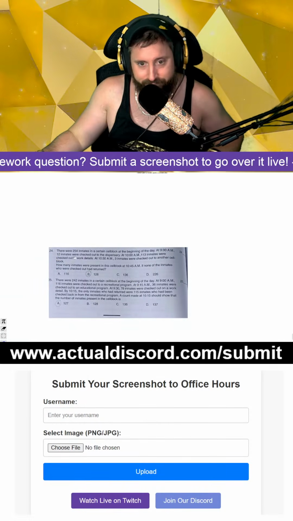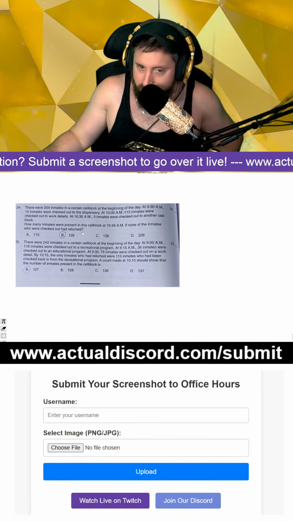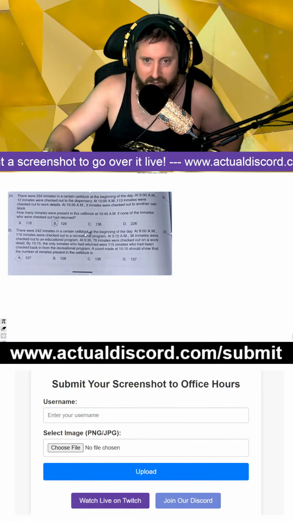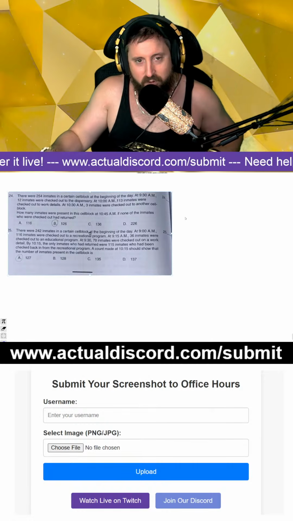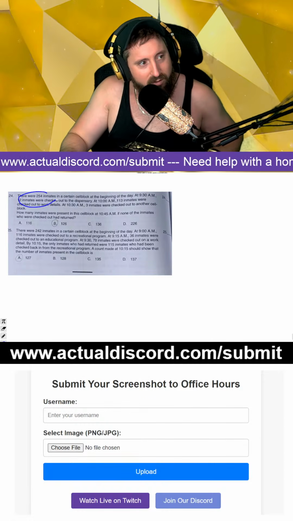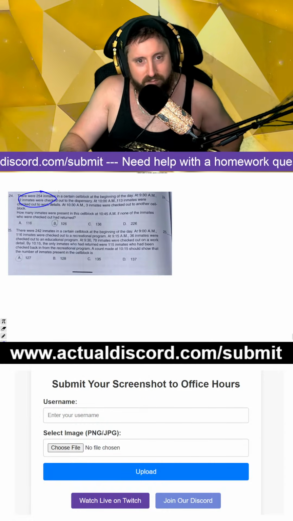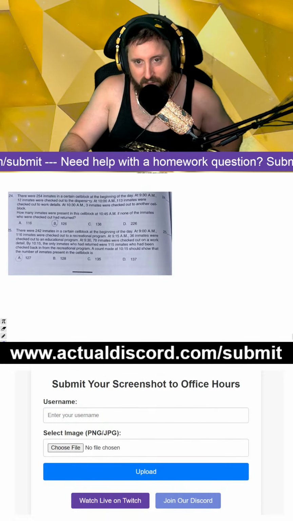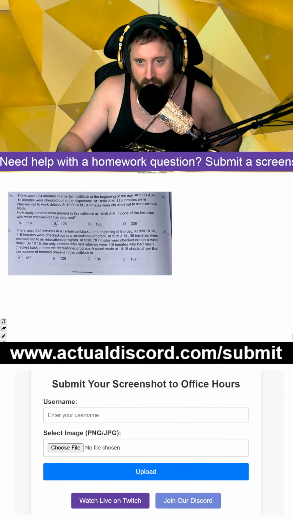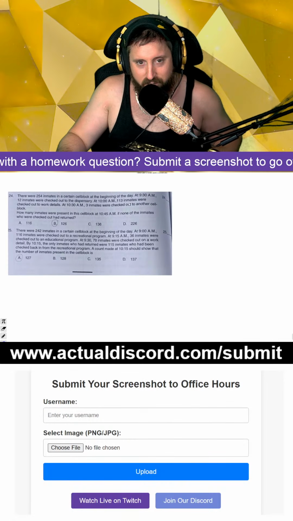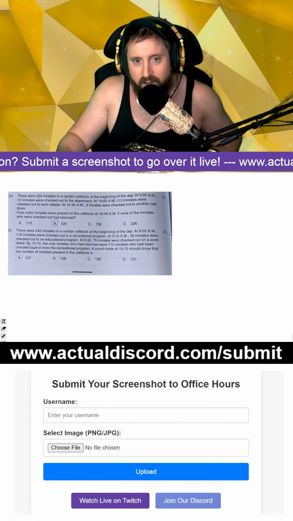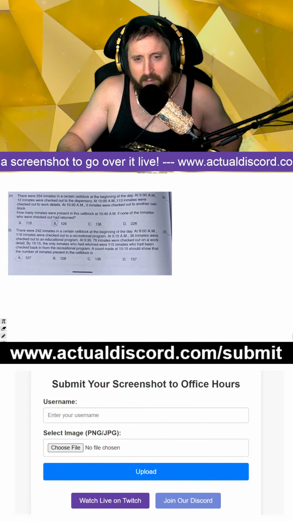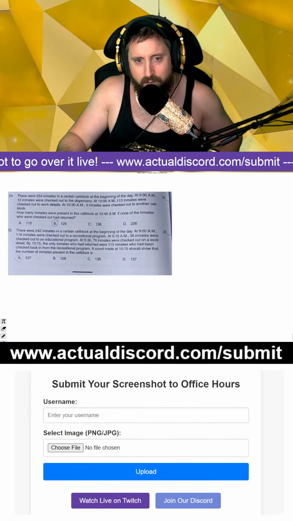All right, let's see. There were 254 inmates in a certain cell block at the beginning of the day. At 9:30 a.m., 12 inmates were checked out to the dispensary. I guess that's like where they get food. At 10 a.m., 113 were checked out. At 10:30, 3 inmates were checked out. How many inmates were present in the cell block at 10:45?